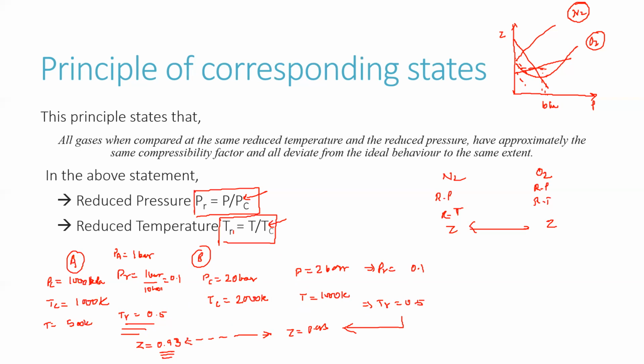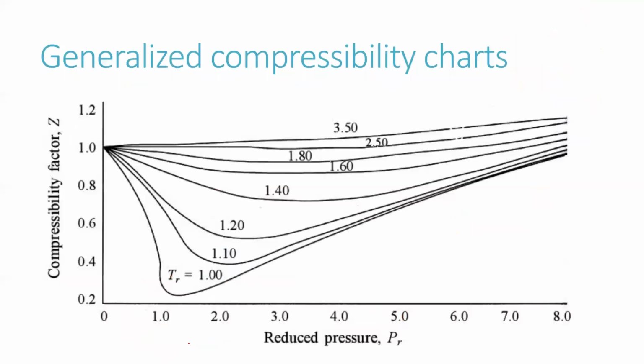So remember, if you have gases at the same reduced temperature and reduced pressure, then those two gases will have the same Z and they'll show the same non-ideal behavior. All right, so that has to be kept in mind. Based on this principle, we have the generalized compressibility chart.